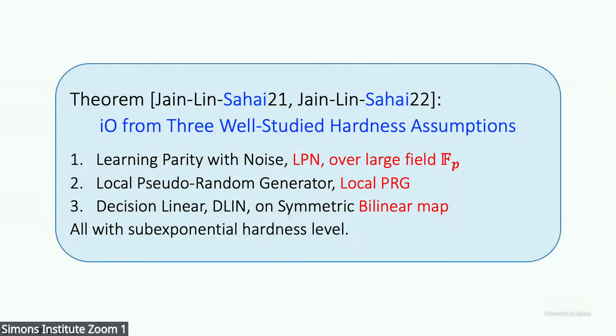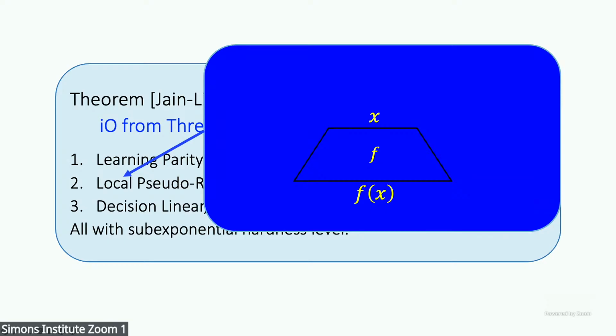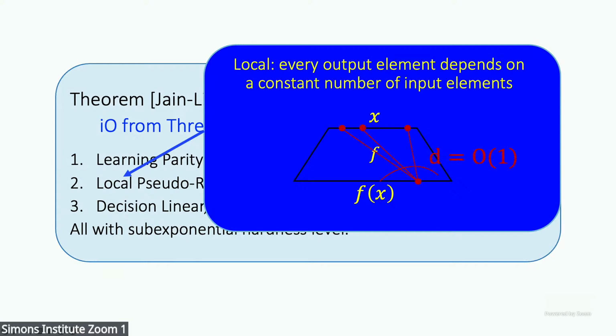Let me just quickly explain what local means. What do we mean by a local pseudorandom generator? A local function is one where I have x, I compute f of x, and every output bit of f of x only depends on a constant number of input bits. That's what we call a local function. Goldreich proposed a way of building a local PRG back in 2000. It's an extremely well-studied, very beautiful area of study as well. This is going to be important for us later as well.